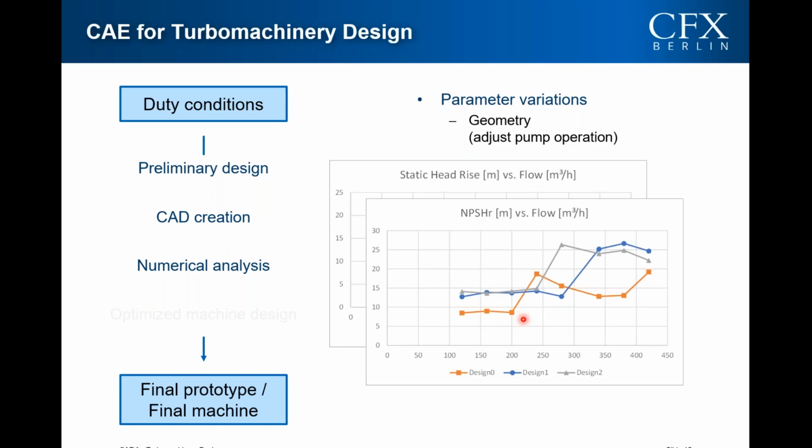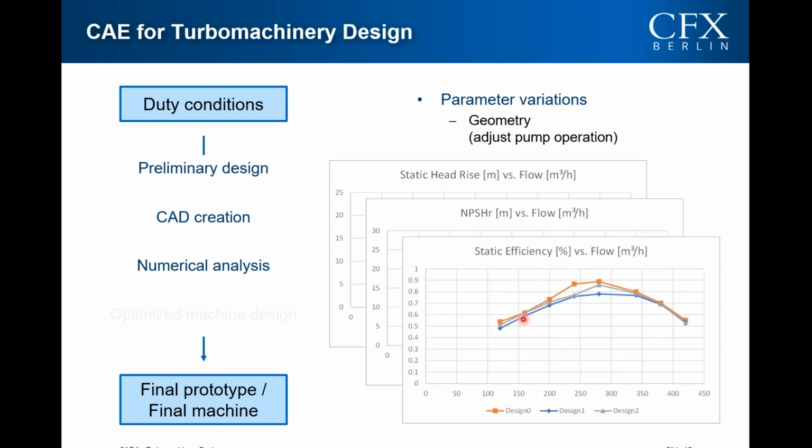So the orange line was the initial design. These modifications go hand in hand with higher losses, as we can see here. Static efficiency just decreases here. And an experienced pump engineer can often create optimal designs with such a procedure, but sometimes this is simple trial and error.